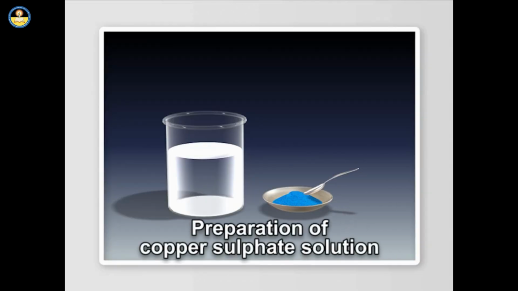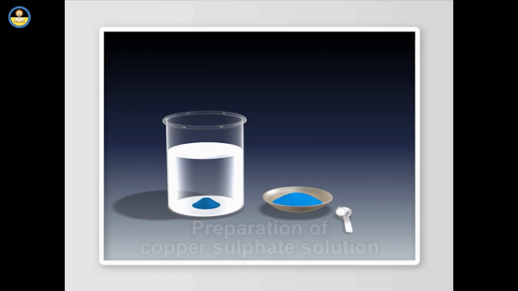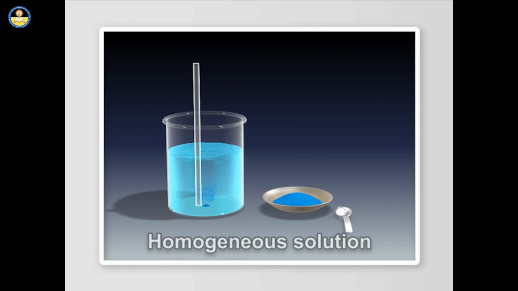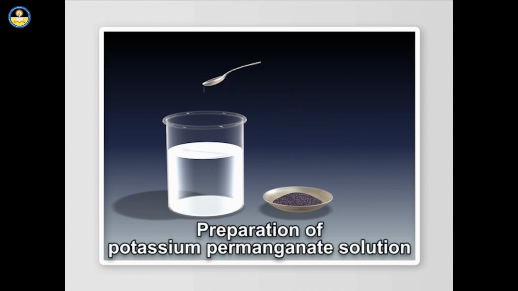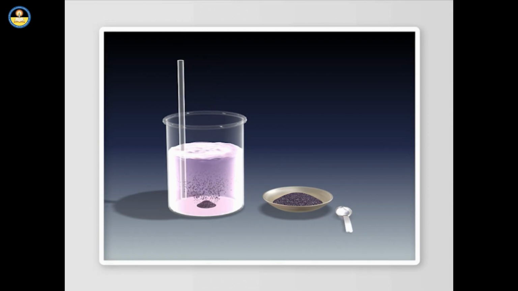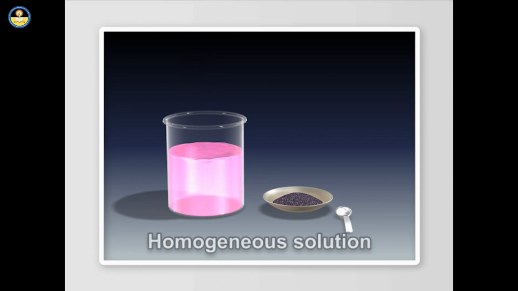We take some water in a beaker and dissolve some amount of copper sulfate in it and observe what happens. We find that the solution becomes light blue in color, which is uniform throughout. The same happens when we dissolve crystals of potassium permanganate in water. The solution turns purple in color. This purple color is uniform throughout the solution. This means that it is a homogeneous solution.